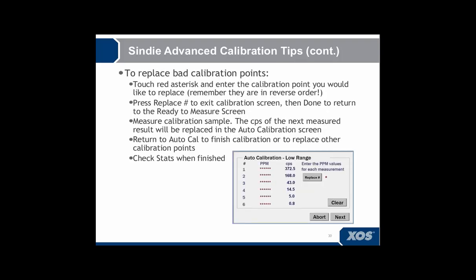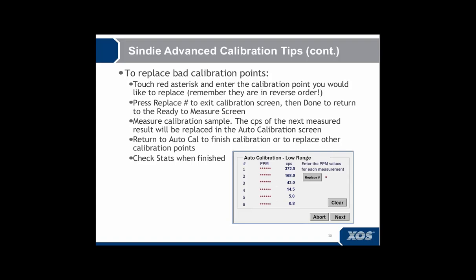Next, we're going to talk a little bit about replacing bad calibration points. What you want to do here is to touch the red asterisk to the right of the replace button, and enter the number of the point you would like to replace. Make sure you remember that when you look at your points here, they're in reverse order. So the last point that you ran is in position 1, and the first point you ran is in position 6, so you know which one to replace.